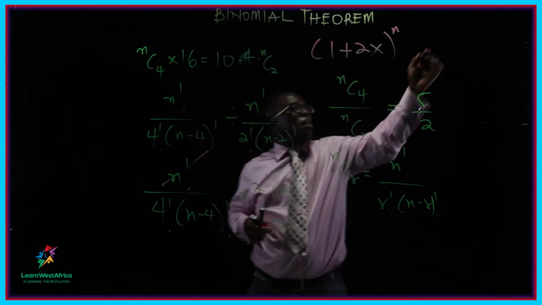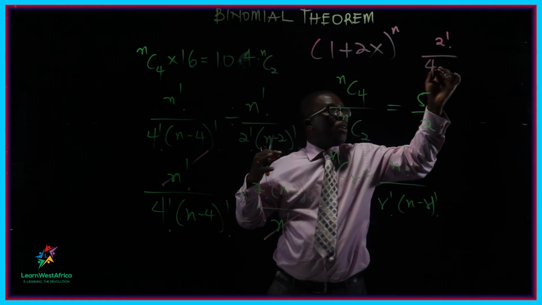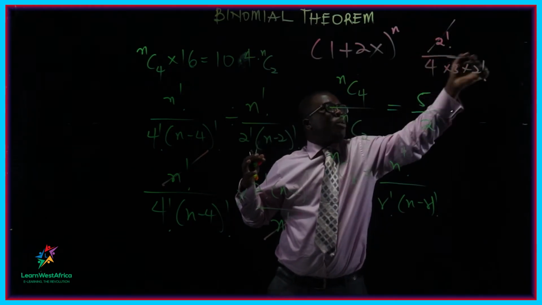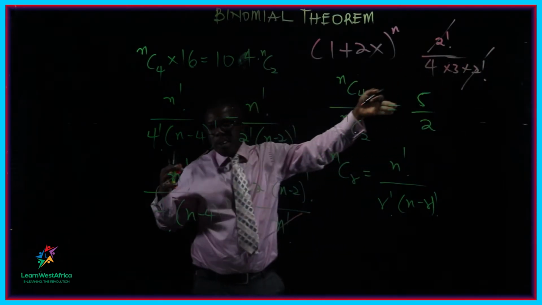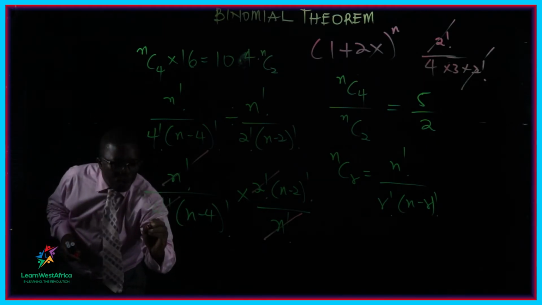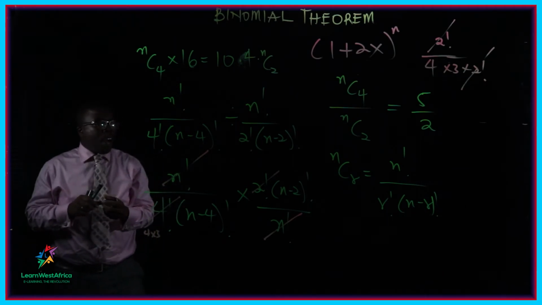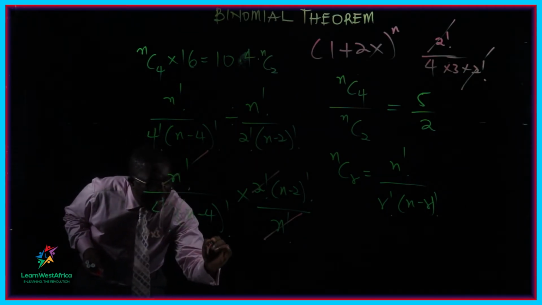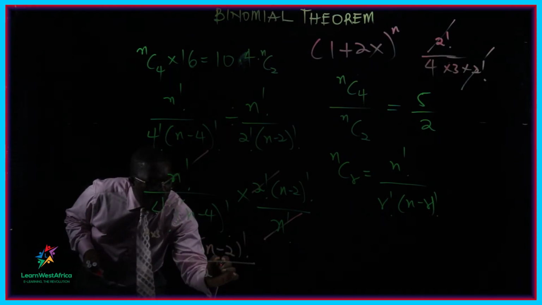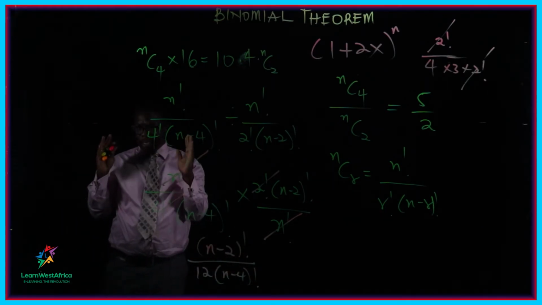Now watch, this is what we mean. This is 2 factorial all over 4 factorial. I'll just break down 4 factorial to mean 4 times 3 times 2 factorial. So this will take off that, and you have 1 over 4 times 3. So this 2 factorial can take off that, and you'll be left with 4 times 3. So what do we now get? We now have a situation where we have n minus 2 all factorial all over 12 times n minus 4 all factorial. Hope that is clear.